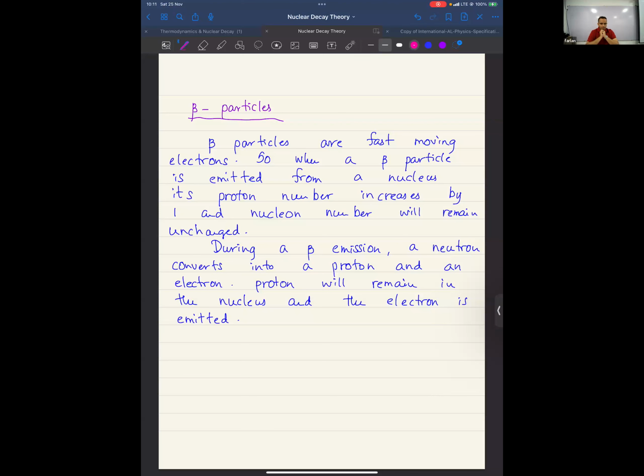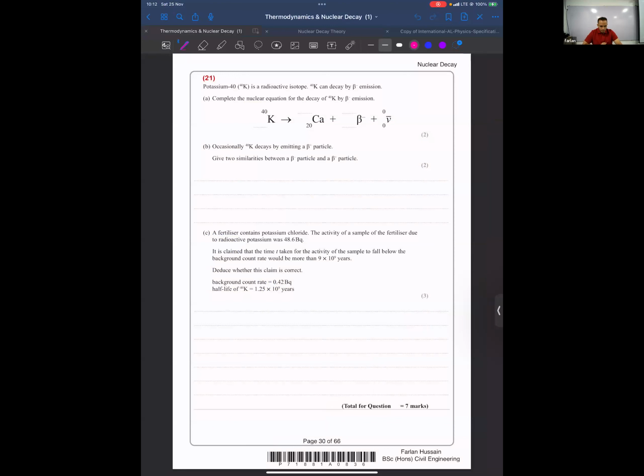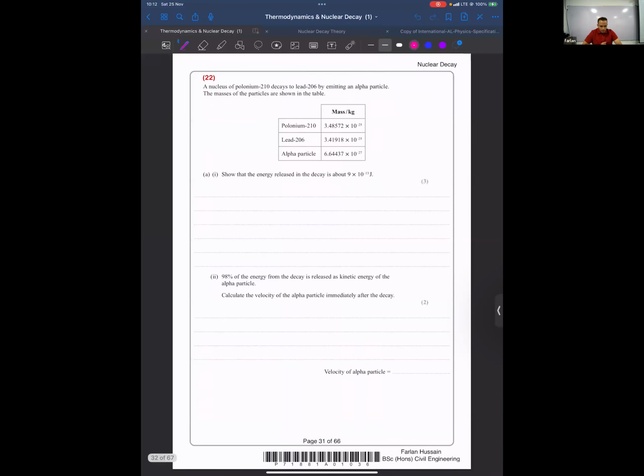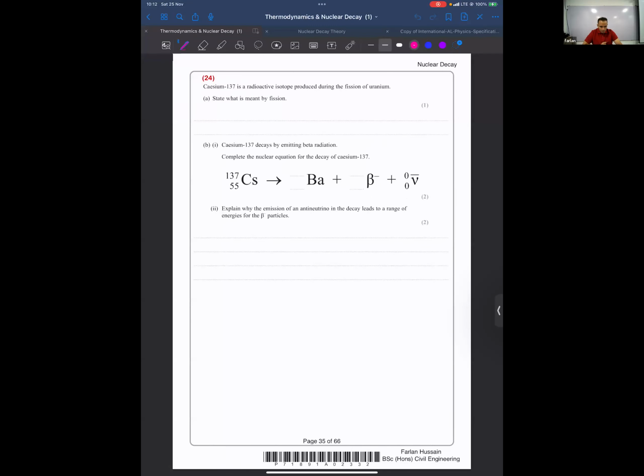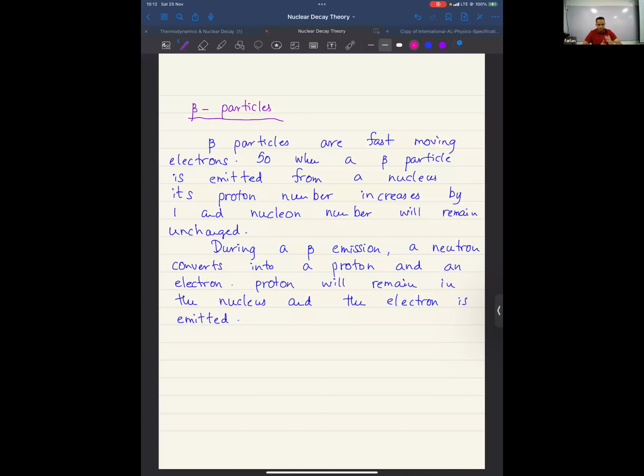So when a beta particle is emitted from a nucleus, its proton number increases by 1. Can you go to the notes because I missed some points of writing from it. Yeah, thank you. And nucleon number will remain unchanged.